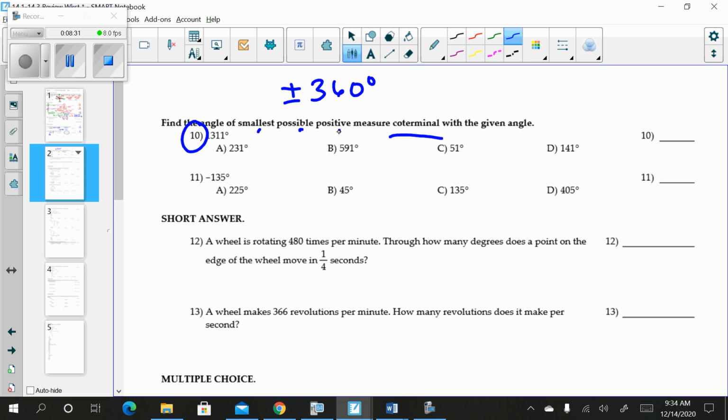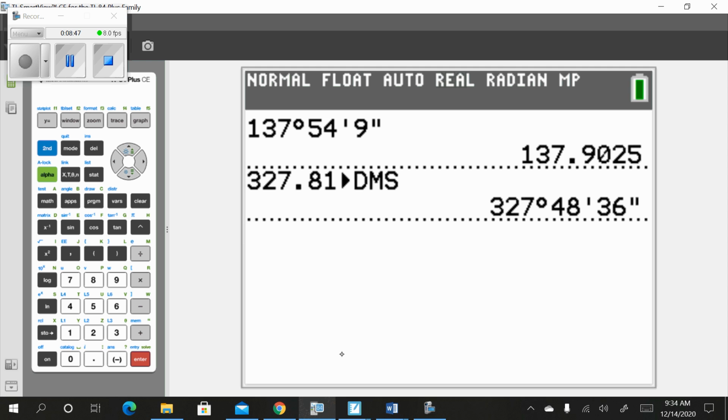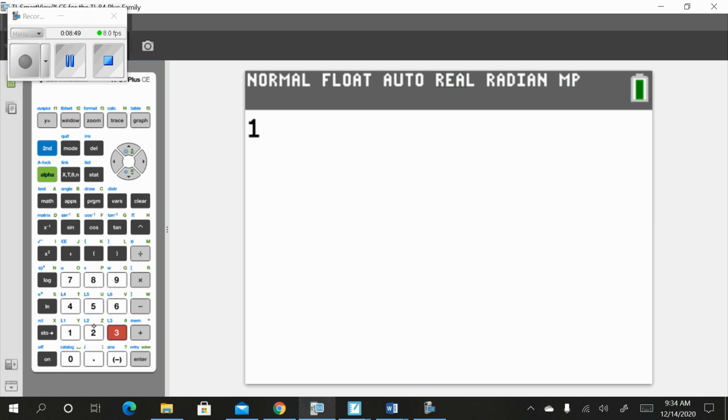11 or 13, whatever it was here, make sure we have the right number there. 1311. If we're starting there, that's really big. So I'm going to have to subtract 360 multiple times to get it down to an angle measurement that makes sense. So I'm going to go ahead and start with that 1311.